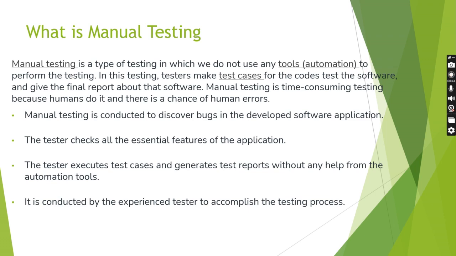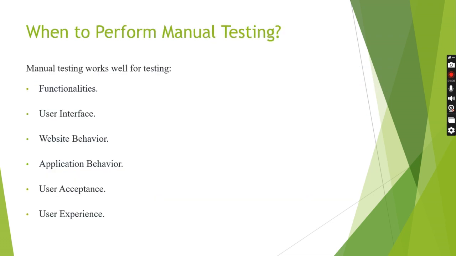Manual testing is conducted to discover bugs in the developed software application. The tester checks all the essential features of the application. The tester executes test cases and generates test reports without any help from automation tools. It is conducted by an experienced tester to accomplish the testing process.